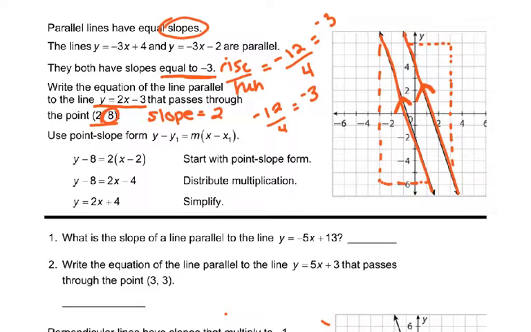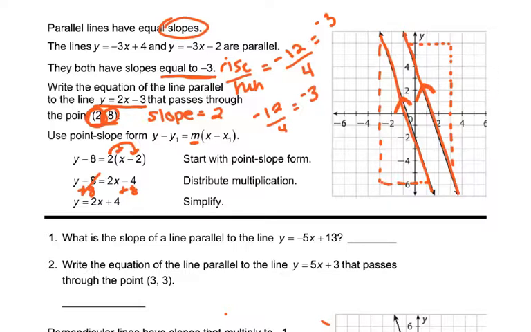So y minus 8 equals 2 times, 2 being our slope, so that's going to be m, times x minus x1. Well, we were given 2 for our x, so that's x minus 2. You will simplify that as you normally would. You'll use the distributive property here, and you have y minus 8 equals 2x minus 4. Simplify that by moving the 8 over on both sides, and you end up with y equals 2x plus 4.